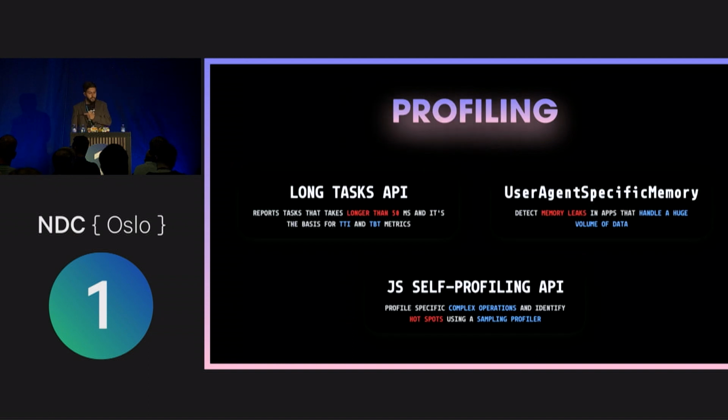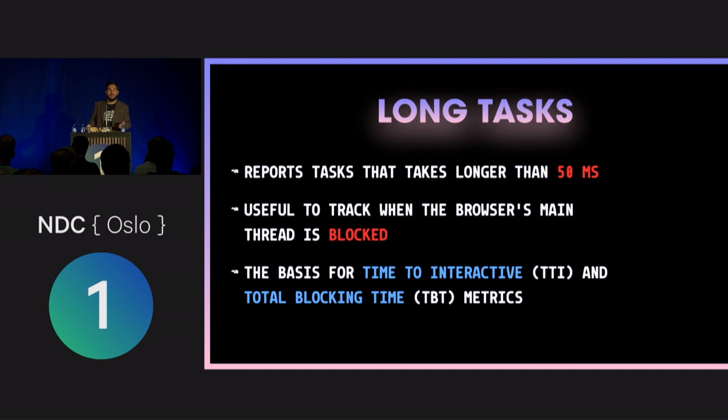This is my favorite part, profiling. For profiling, we have long tasks, which happens probably to be the most popular one. And we have user agent specific memory and JS self-profiling APIs. The long tasks one, as the name suggests, is for spotting things that are taking too long, like our input in that one example.